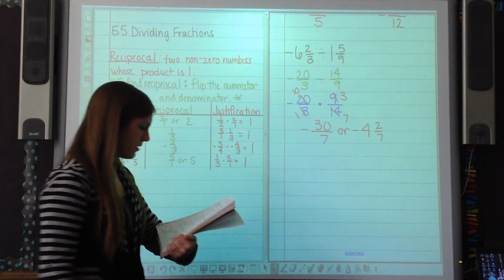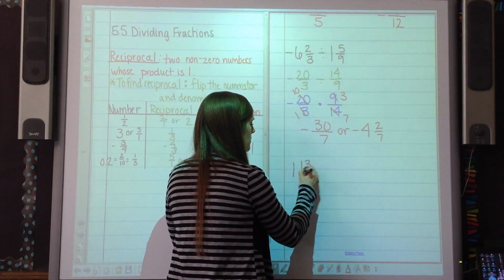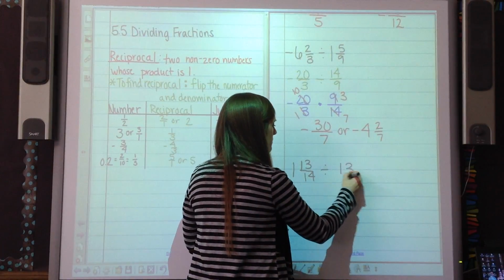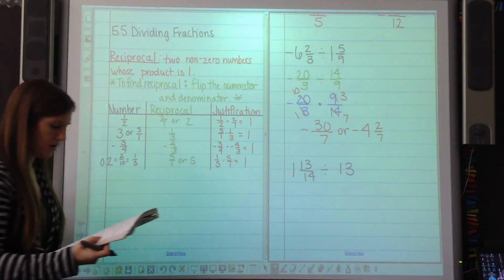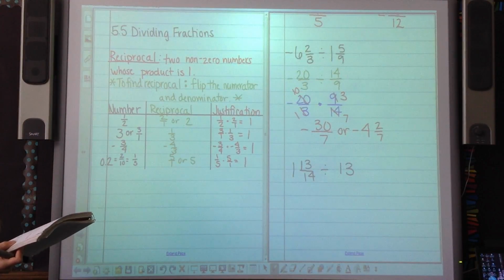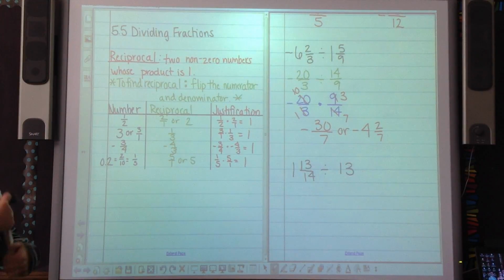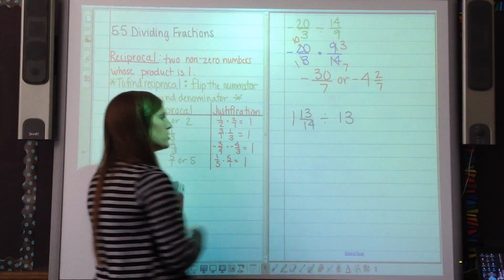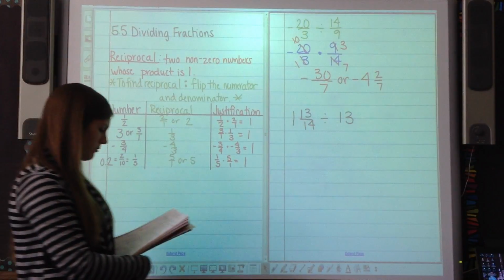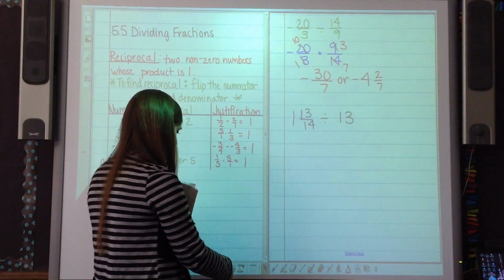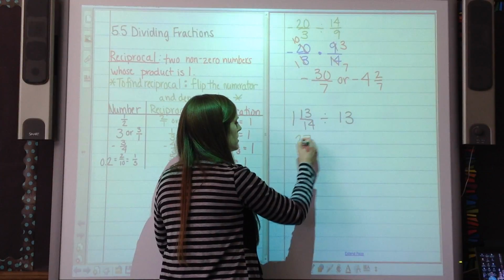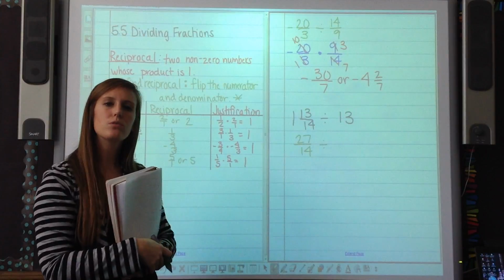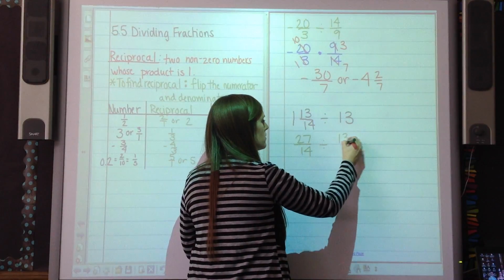I would like you to try 1 and 13/14 divided by 13. Go ahead and push pause and try that now. Okay. So I need to turn this mixed number to an improper fraction. I have 14 times 1 plus 13 is 27. Our denominator stays the same. And then this needs to become a fraction. To turn any whole number into a fraction, we put it over 1.